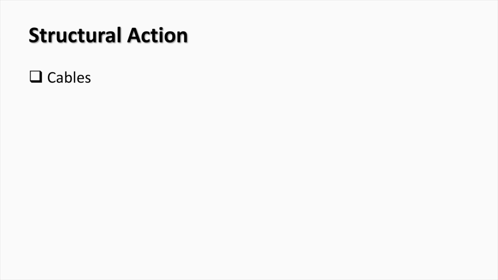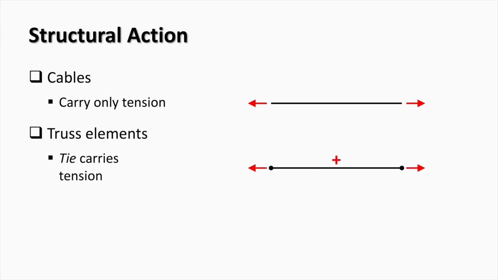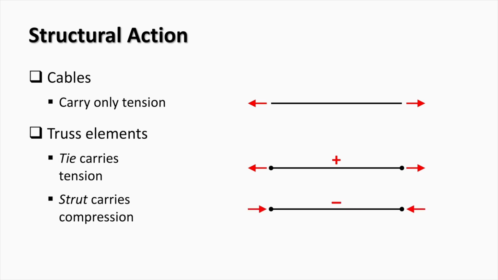As we discussed in a previous lecture, cables can carry only tension. This is different from truss elements that can carry tension and compression. The tension members are called ties, while the compression members are called struts. To distinguish between tension and compression, tension forces are treated as positive, while compression forces are treated as negative.